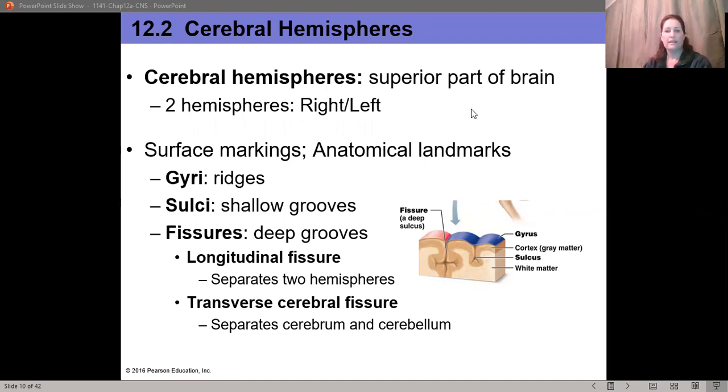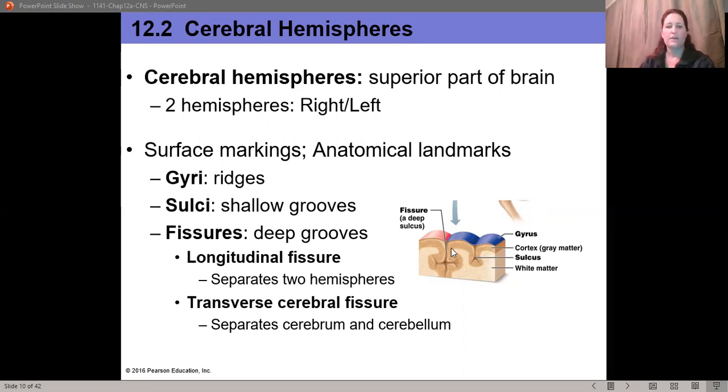Okay, so now we're going to look at the cerebral hemispheres. So the cerebrum, it is the superior part of the brain. It's the part that's all folded. If you were to put your finger on the top of a brain, you would be feeling a gyrus. And then because the brain tissue is folded, we have shallow grooves called a sulcus, and we have extremely deep grooves called a fissure. And a fissure is going to be separating 2 major structures, whereas you'll have a lot of sulcuses all throughout the brain.